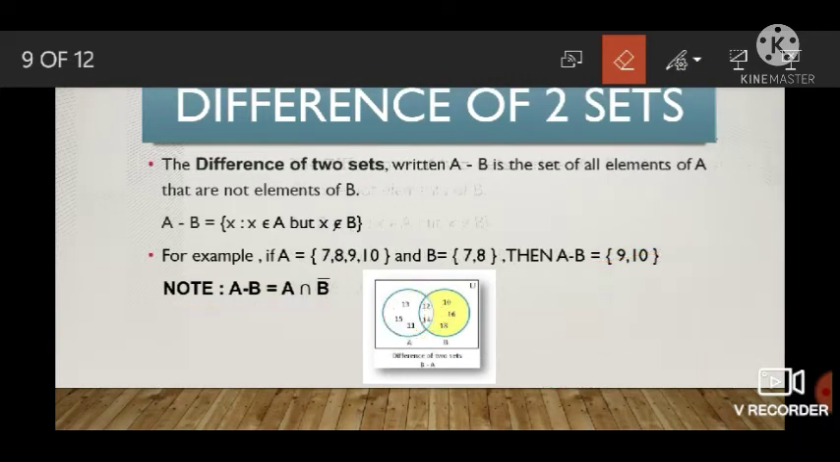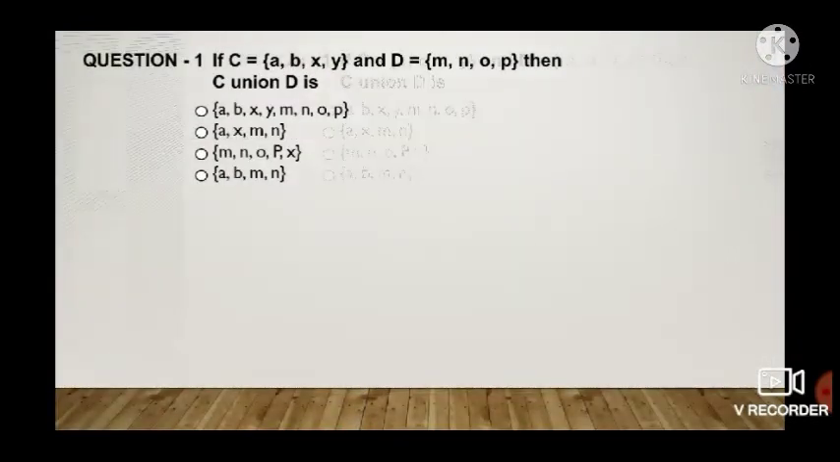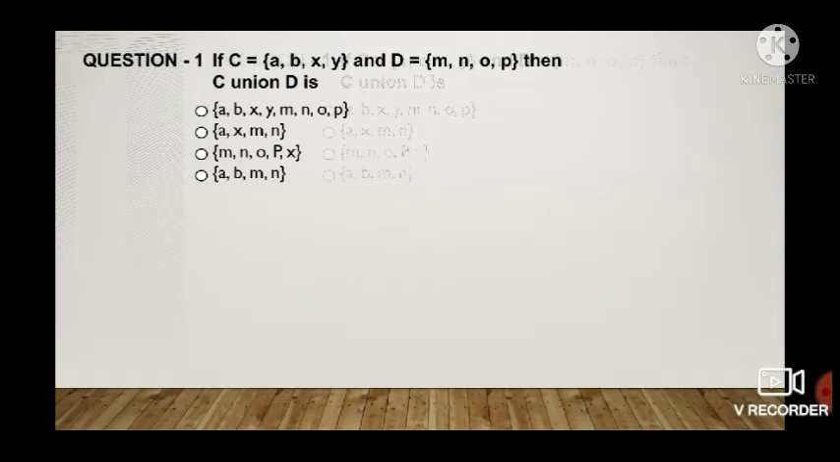Now we have discussed these operations, so let's do some exercises. Firstly, let's read our question. If set C is equal to {A, B, X, Y} and set D is equal to {M, N, O, P}, then find C union D. Now we have to do the union, and while doing the union, firstly we have to check whether there is any intersection between them.